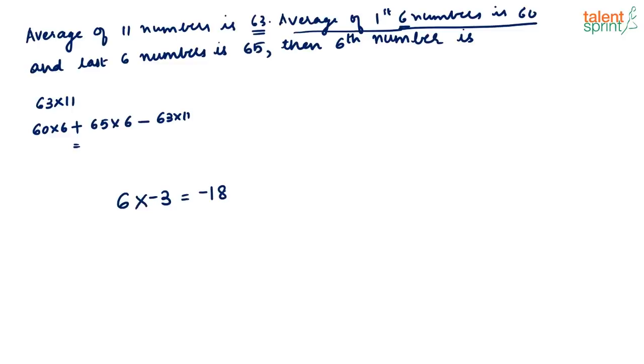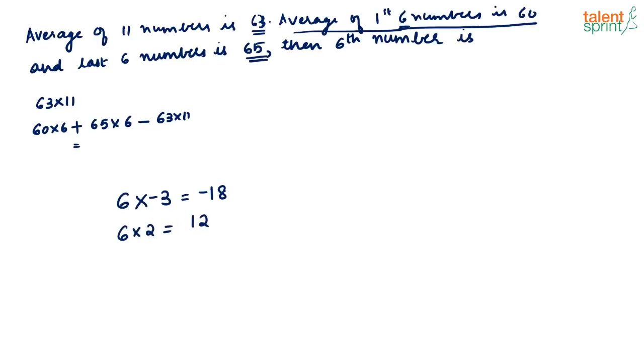Now when I consider the last 6 numbers, the average here is 65. There is a deviation of 2 from the actual average, that is, the actual average is 63 for all the numbers. Here it is increasing by 2 for the last 6 numbers. So what is the deviation for these 6 numbers from the actual average? It is nothing but 6 into 2, that is equal to 12.